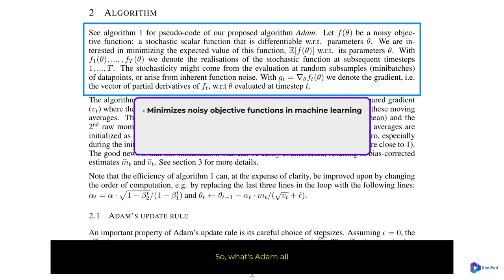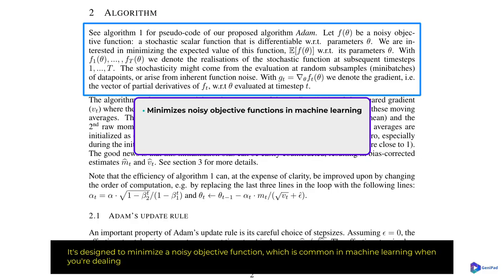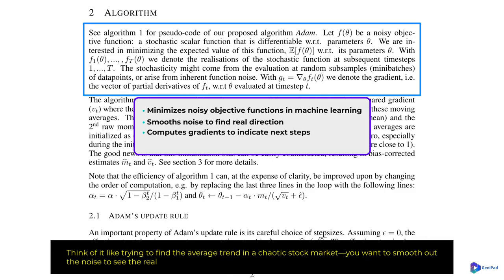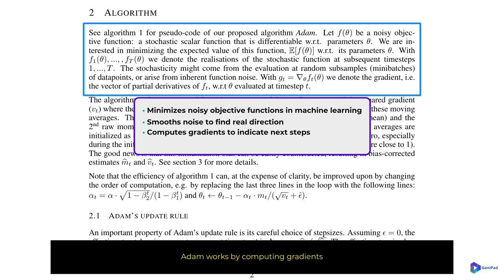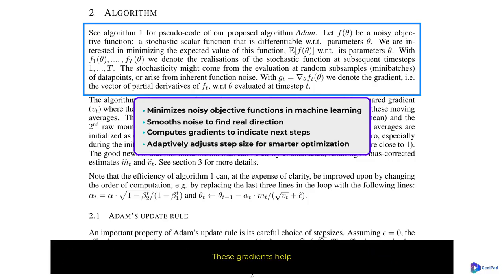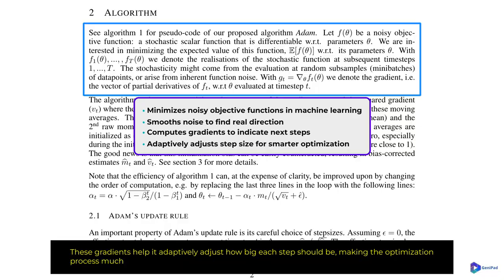So what's ATOM all about? It's designed to minimize a noisy objective function, which is common in machine learning when you're dealing with random data samples. Think of it like trying to find the average trend in a chaotic stock market. You want to smooth out the noise to see the real direction. ATOM works by computing gradients at each step, which are just the slopes indicating where to go next. These gradients help it adaptively adjust how big each step should be, making the optimization process much smarter and faster.